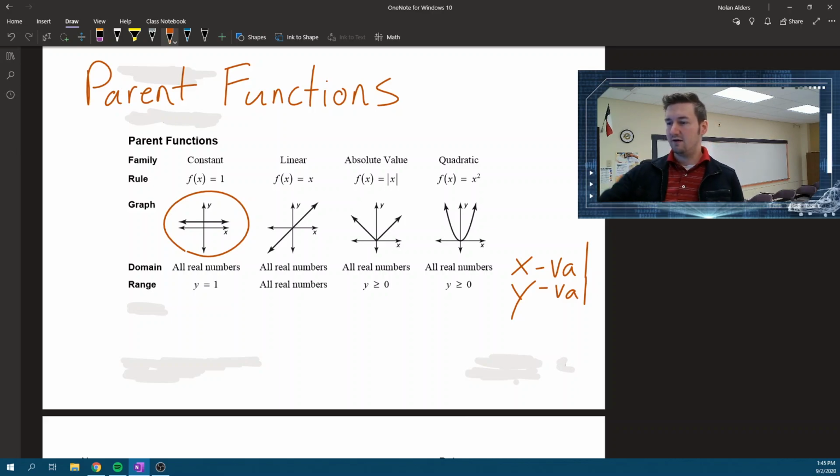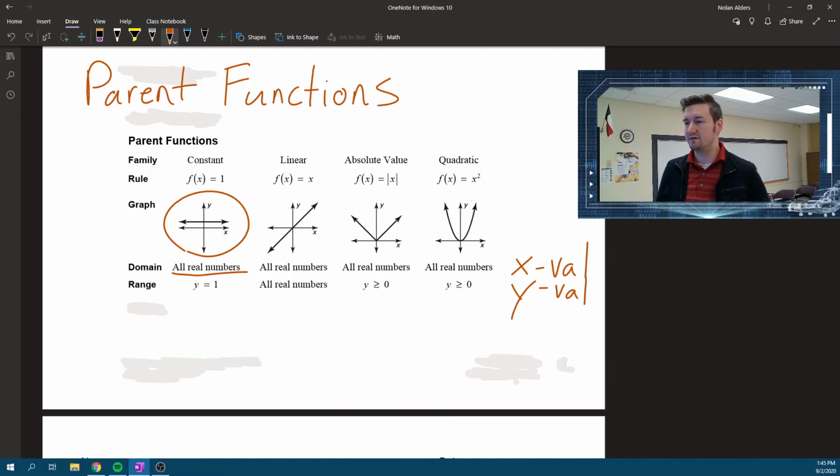Notice that it starts out way over here on the left side, like way over there, like negative infinity, and then it continues all the way to the right, to positive infinity. So really, it includes all of the x values that there are. So we say that the domain for that function is all real numbers. All real numbers. Now the range is different though.